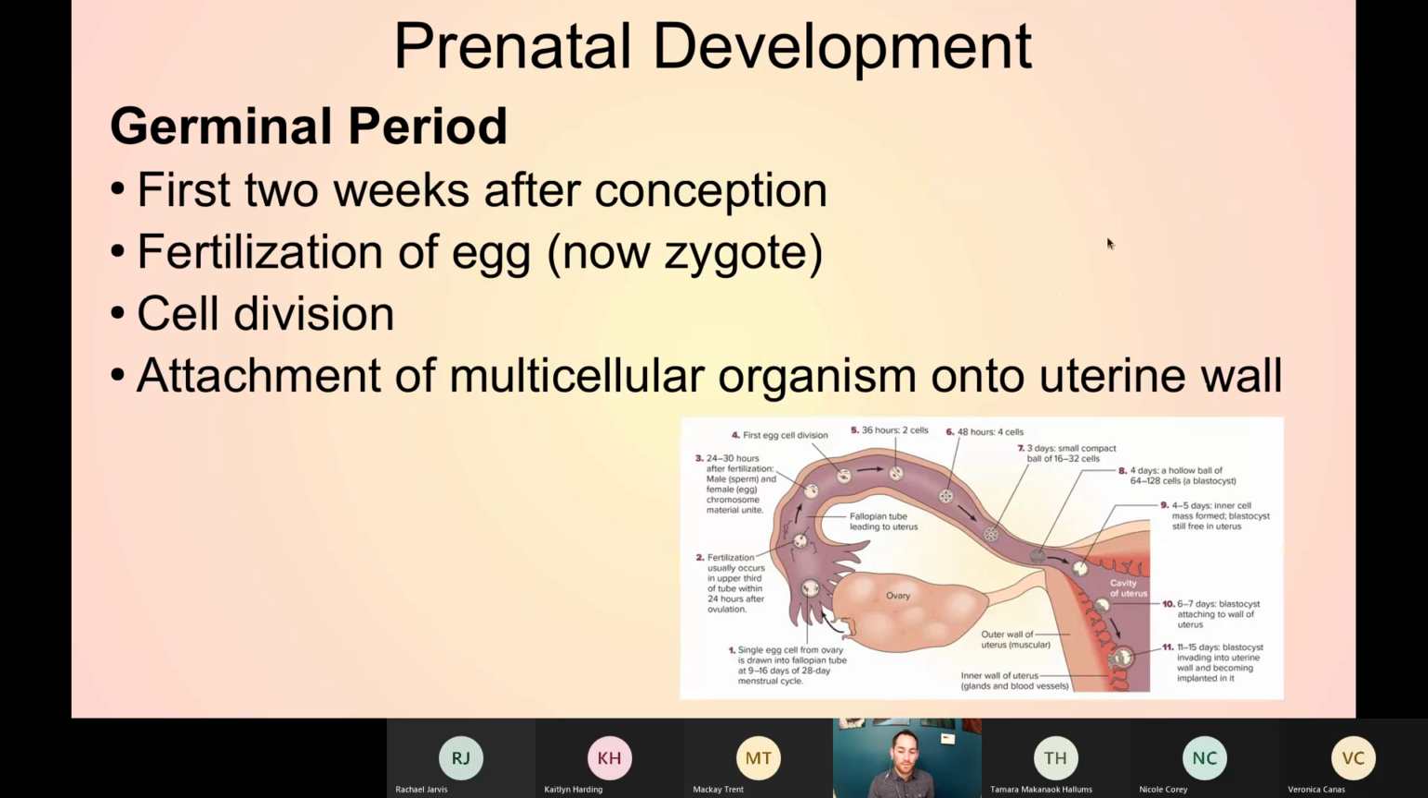So the germinal period is just the first 2 weeks after conception. So oftentimes the pregnant person doesn't know they're pregnant at this point. But essentially what's happening is the fertilization of the egg, which is then called a zygote, and then cell division starts to begin even before it gets implanted into the uterine wall. So from that fertilization to when it's implanted into the uterine wall, that is the germinal period. And you can see here it's fertilized and then starts cell division. And so now that zygote is implanted, that is the germinal period.